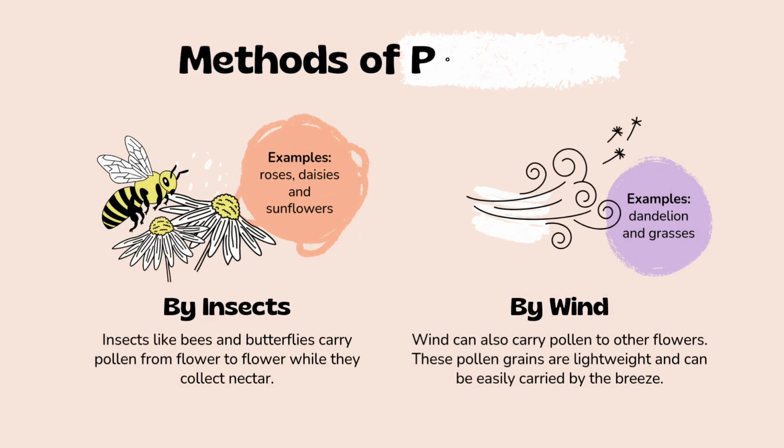Methods of pollination. By insects: insects like bees and butterflies carry pollen from flower to flower while they collect nectar. Examples: roses, daisies, and sunflowers. By wind: wind can also carry pollen to other flowers. These pollen grains are lightweight and can be easily carried by breeze. Examples: dandelion and grasses.